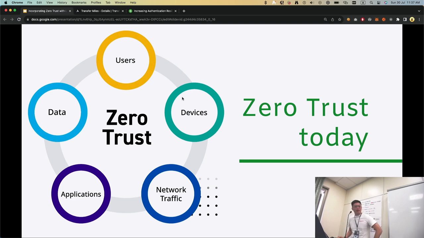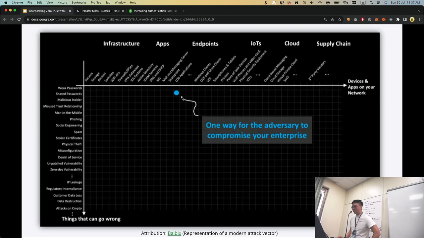So in a legacy environment, this is actually quite a challenge. Why is that? For legacy, we tend to focus on perimeter, right? This graph over here attributed to Bobix is just a sample demonstration of all the way from your infrastructure to your supply chain, which are your external suppliers, and the different ways in which you can exploit your systems. Your adversary only needs one entry point, but of course for you, you need to cover all bases as app developers.